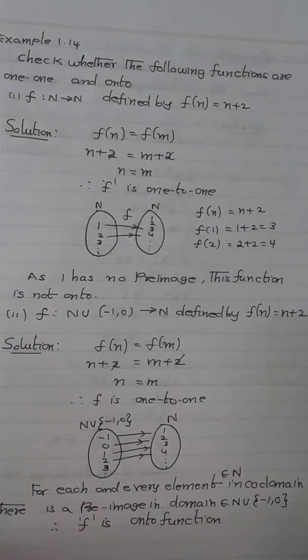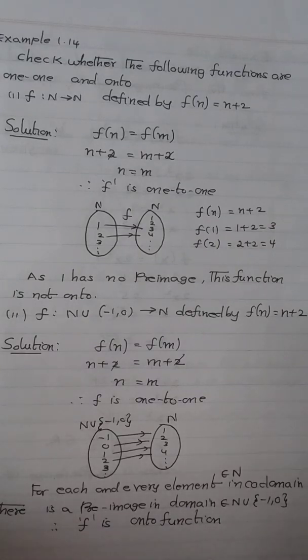Okay, students, in this video, I am going to explain example 1.14 relating functions. Students, this is a very important problem, so listen carefully. Check whether the following functions are one to one and onto. They are given some functions, and you have to tell whether they are one to one and onto. So, two problems they have given.